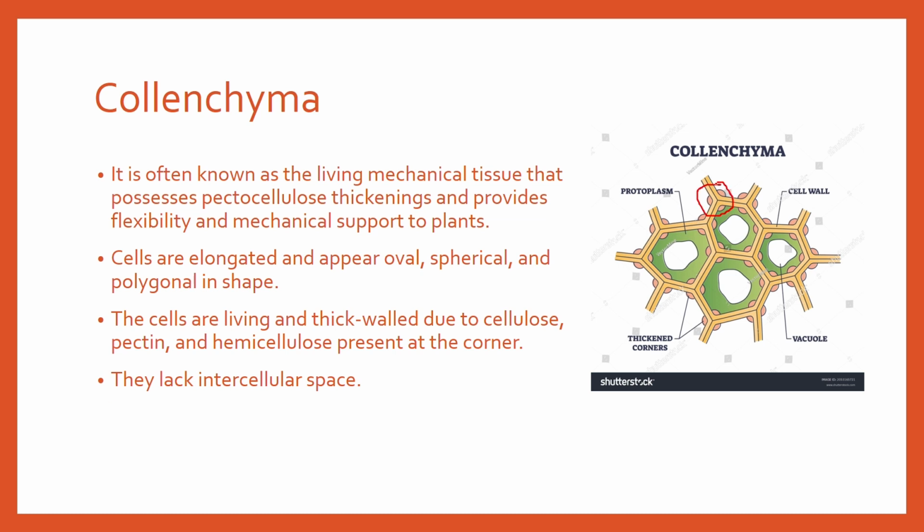As you can see here, these cell walls are thickened at the corner due to the presence of pectin, cellulose and hemicellulose. These cells lack intercellular spaces and these cells are elongated and appear oval and spherical in shape, as you can see. So according to the thickness, it can be divided into three parts: angular, lacunate and lamellate collenchyma tissue.